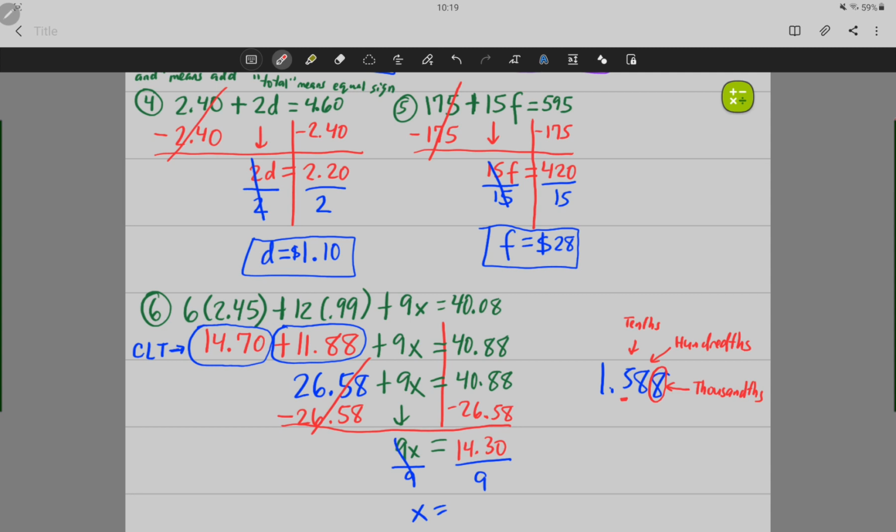And if this digit is 5 or more, what we have to do is add 1 here. So instead of an 8, it becomes a 9. So our answer is $1.59 for each tulip.